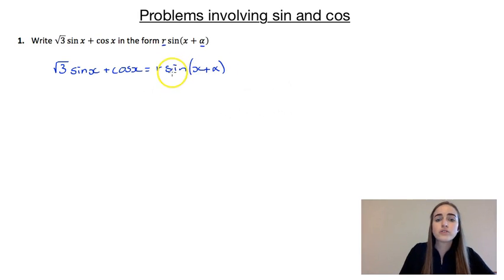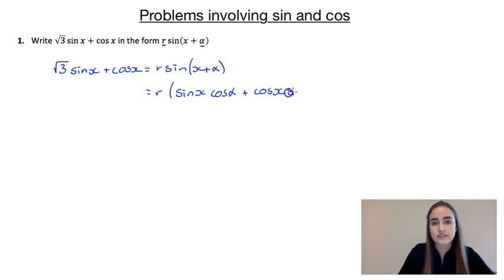Now on this side, I'm going to go through and expand this out using our angle sum result. So we're going to have r outside of sine x cos alpha plus cos x sine alpha. Now, if I expand this out, I'm also going to rearrange these terms so that I've got the cos alpha coefficient at the front and the sine alpha coefficient at the front as well. So I'm going to have r cos alpha sine x plus r sine alpha cos x.